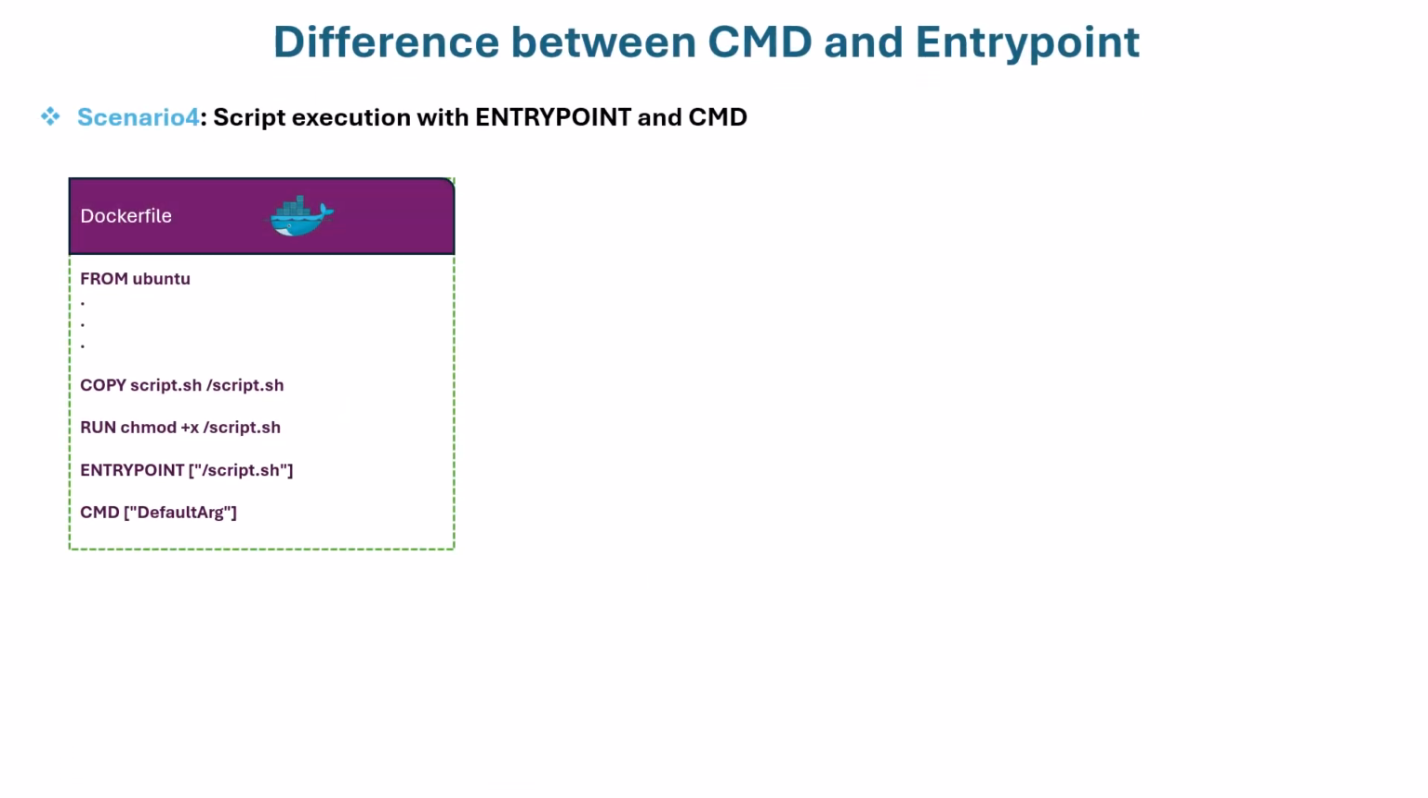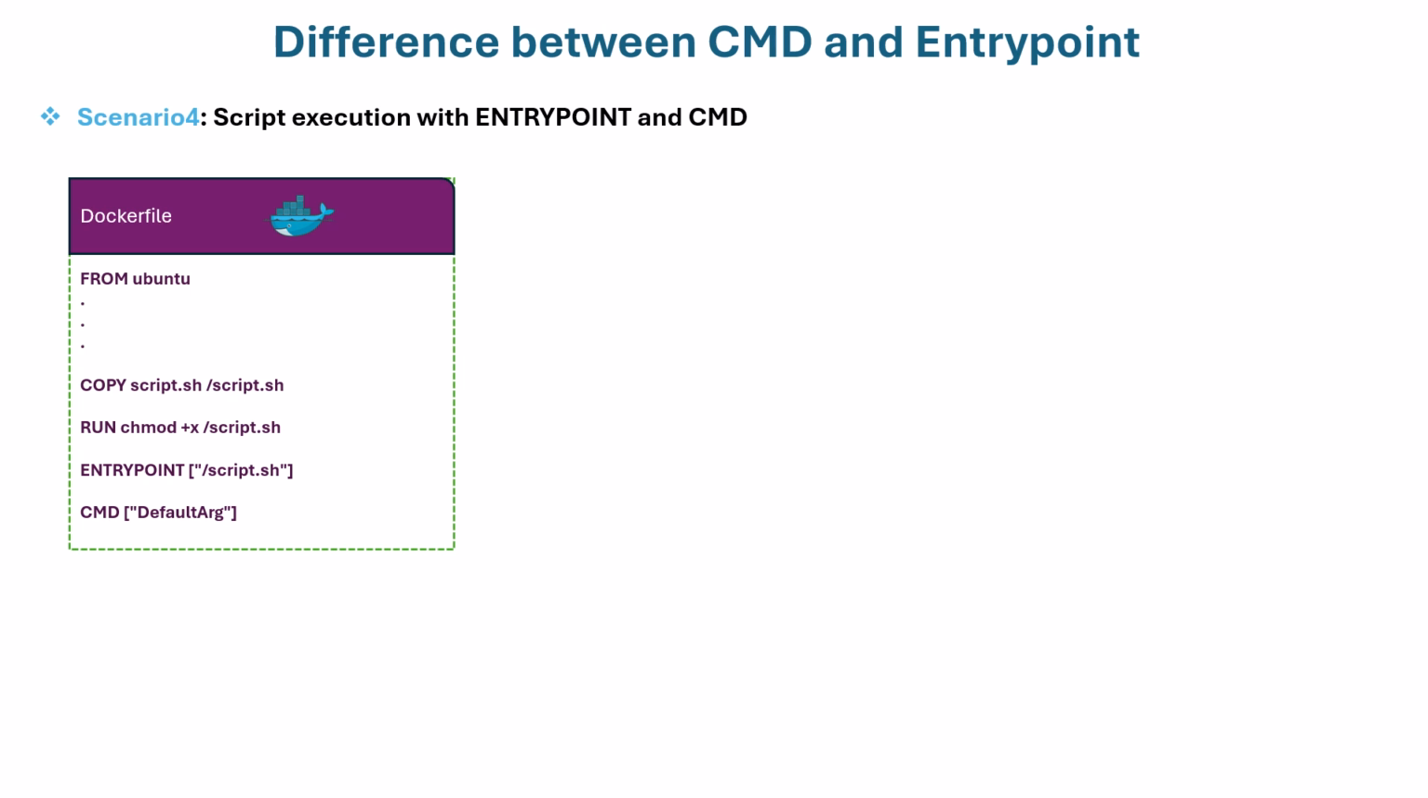Let's wrap it up with scenario 4, where we are running a custom shell script with the combination of ENTRYPOINT and CMD. You can see there is a Dockerfile with some set of instructions, but the main focus area is the shell script. The ENTRYPOINT has one executable, which is script.sh, and then the CMD has one default argument. This CMD is providing parameters to that shell script. So this is the overall intention of this Dockerfile.